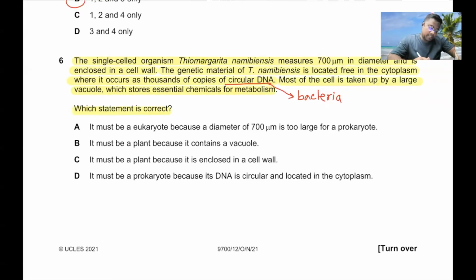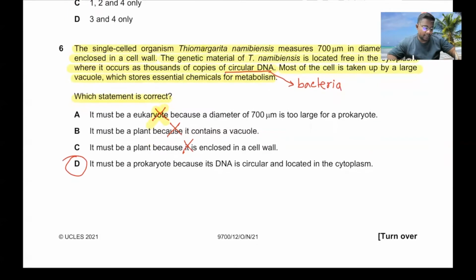Which statement is correct? It must be a eukaryote? No, it cannot be a eukaryote. It must be a plant. No, it cannot be a plant because it has circular DNA. It must be a plant because it is enclosed in a cell wall. No, even though it is enclosed in a cell wall, all right, it has circular DNA. It must be a prokaryote because its DNA is circular and located in the cytoplasm. Yes. 6D. D should be the correct answer.